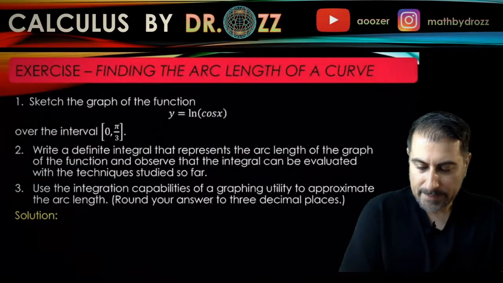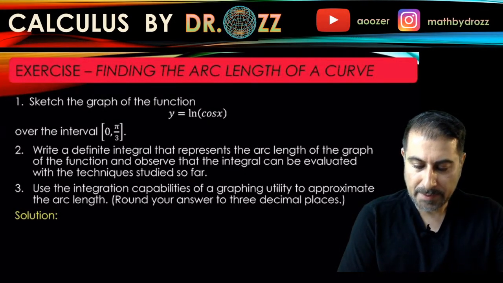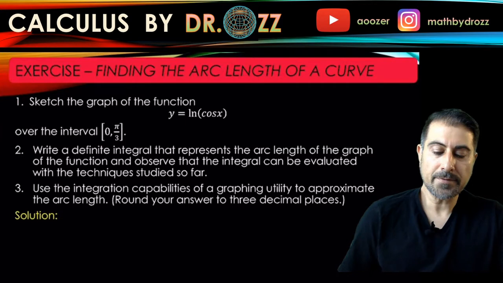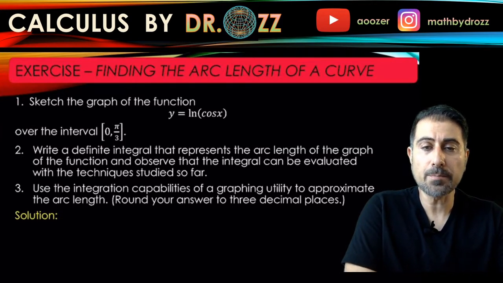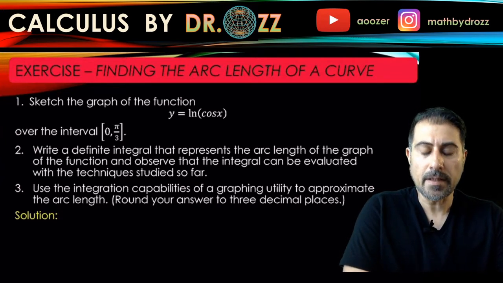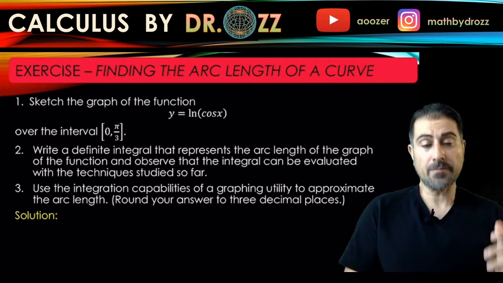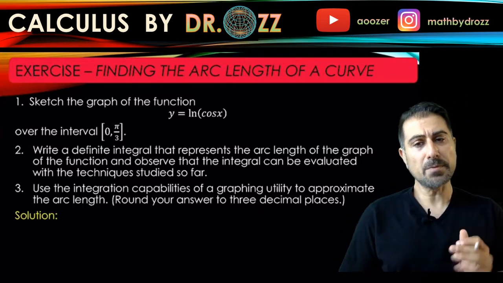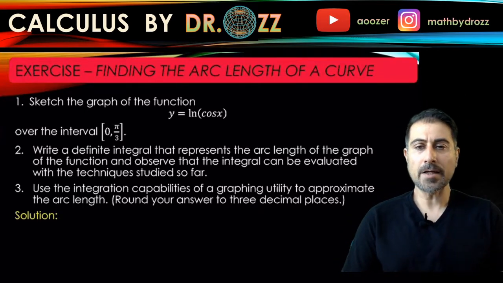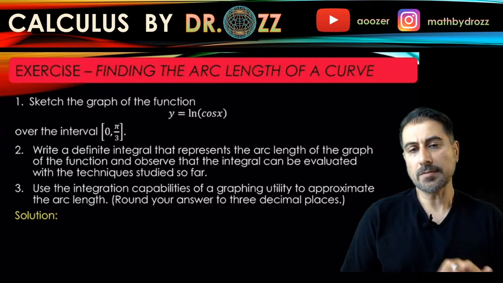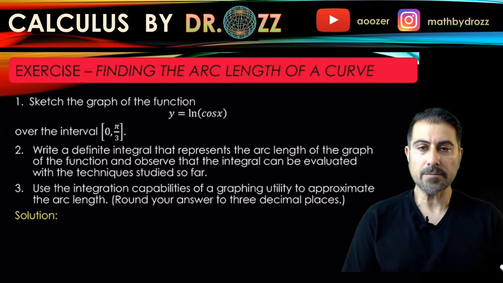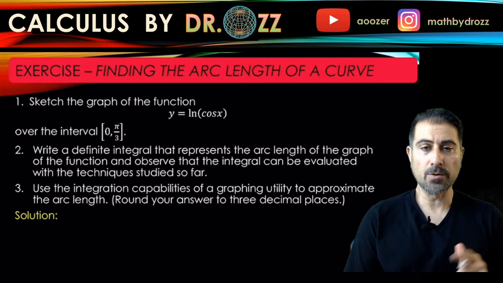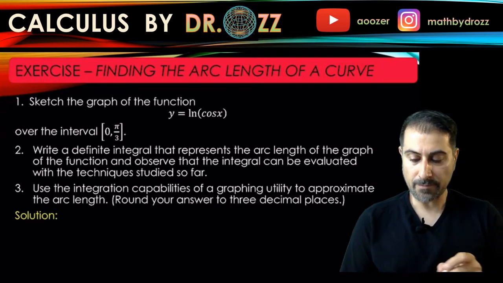All right, let's start by sketching the graph of the function y equals ln of cosine x. Please have your graphing calculator ready and plot the function ln of cosine x for x min to be 0, x max to be pi over 3. You can pause the video right now, and I'm going to show you the graph in a second. Okay, so please match your view of the graph with mine.